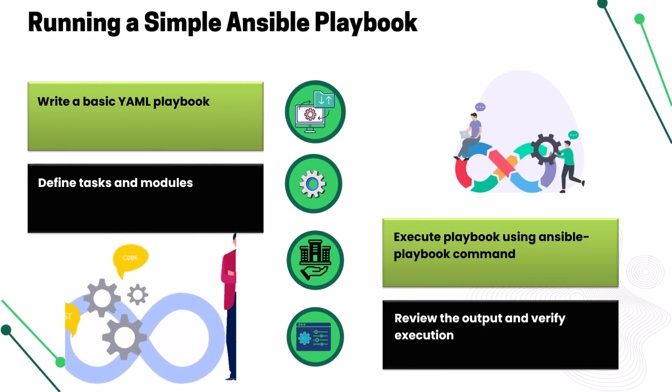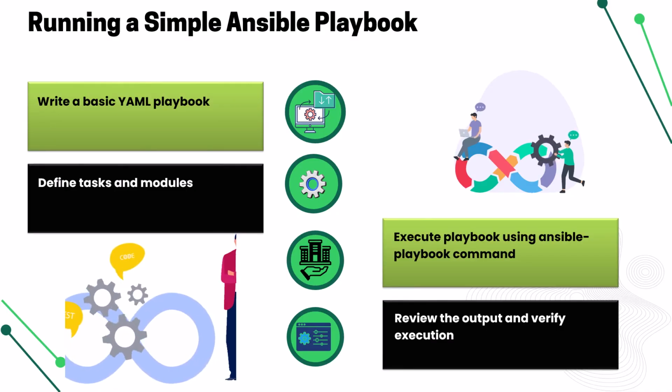Time to get our hands dirty, running our first Ansible playbook. We start by writing a simple YAML file, defining tasks with modules like installing packages. Next, we run it using ansible-playbook and boom, it automates the process. Now, always review the output to make sure everything ran as expected. Nothing is worse than thinking automation worked, only to find out it silently failed.